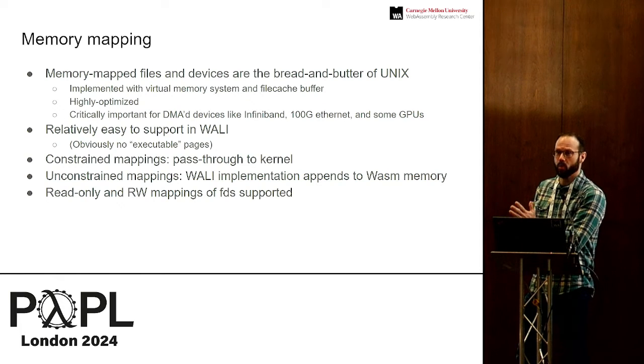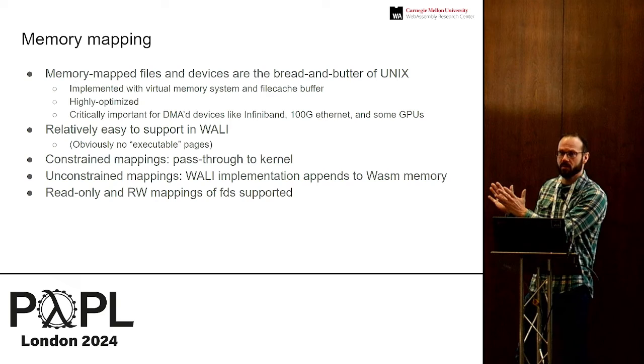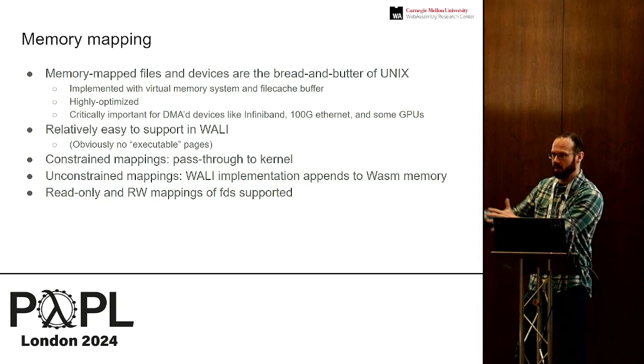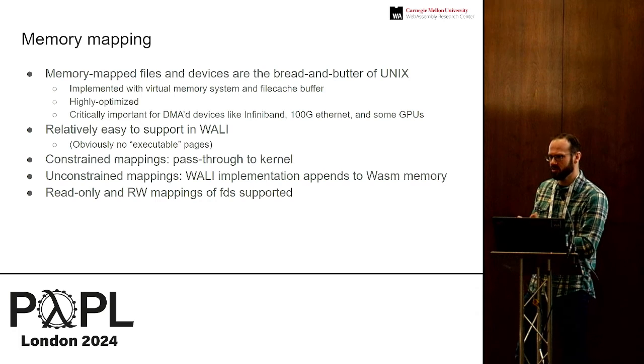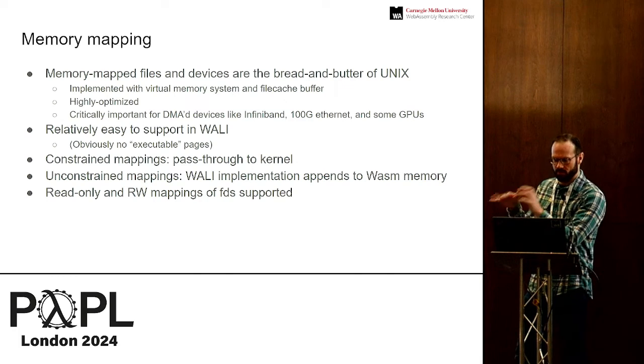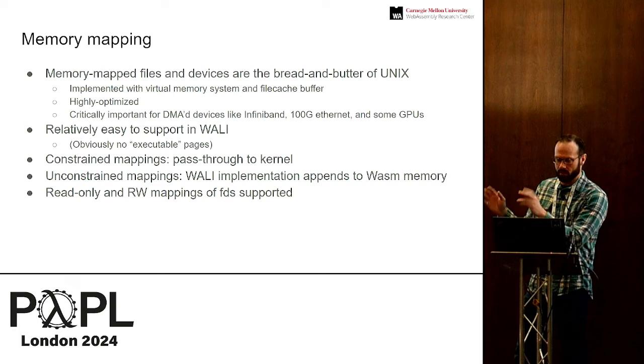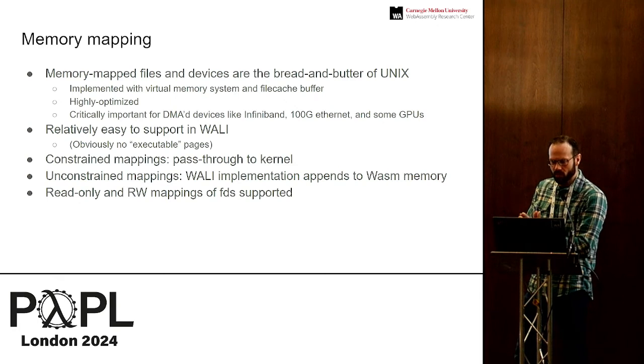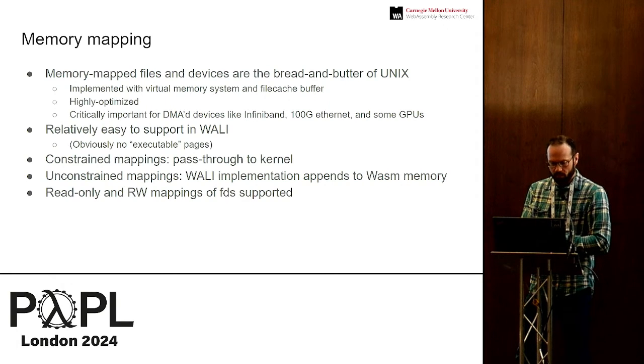If you want to map something and you don't care where it goes, normally the kernel would manage that mapping and put it wherever. In WALI, we just append that to the end of your WASM memory. So if you memory map this thing, we just grow your memory and put it at the end. That means there is some state in the engine that manages these maps. If you unmap them, we don't shrink the memory, but we do drop that part. So that has to have a little bit of engine support. We allow all these read-only and read-write mappings and manipulating that.